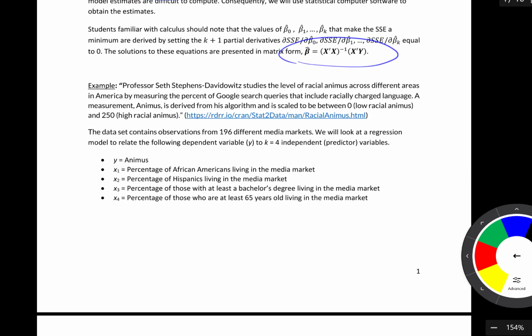In order to motivate what we're going to look at in these notes, recall that we had this previous example. We were looking at the level of racial animus across different areas in America by measuring the percent of Google search queries that include racially charged language. We built this multiple regression model with 4 different predictors, and we were trying to predict the animus measurement.